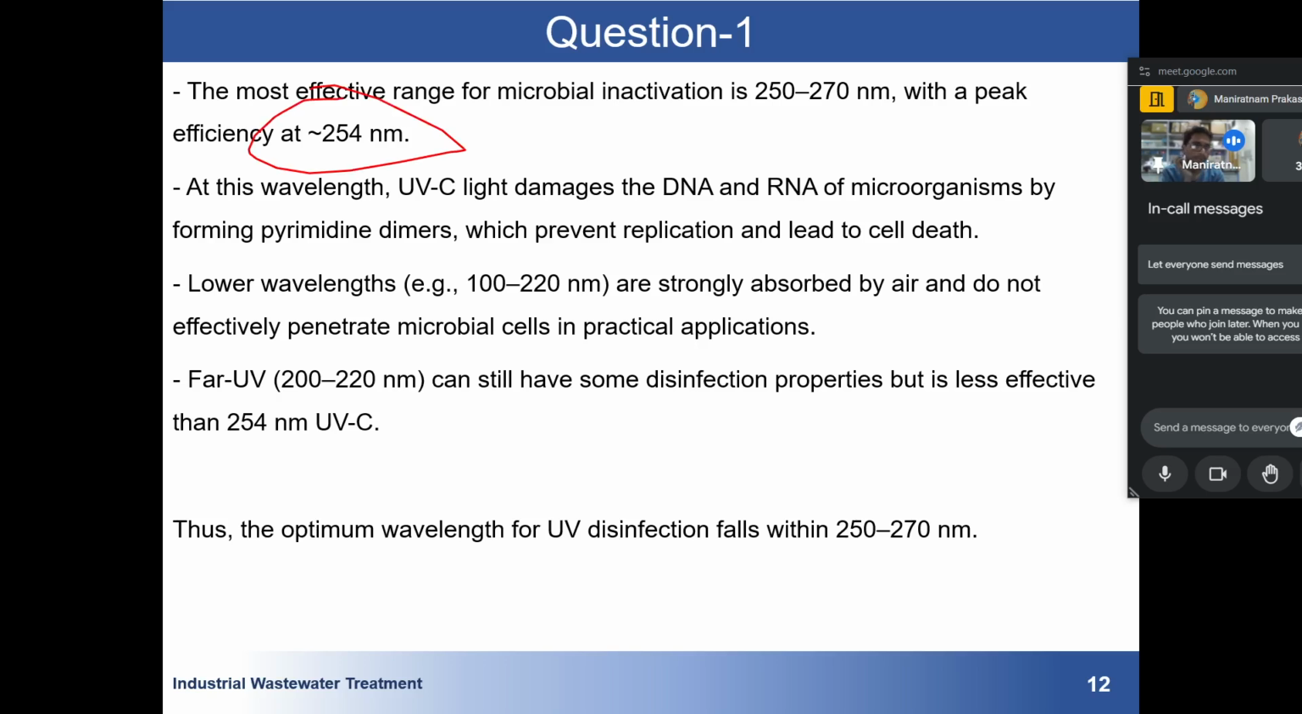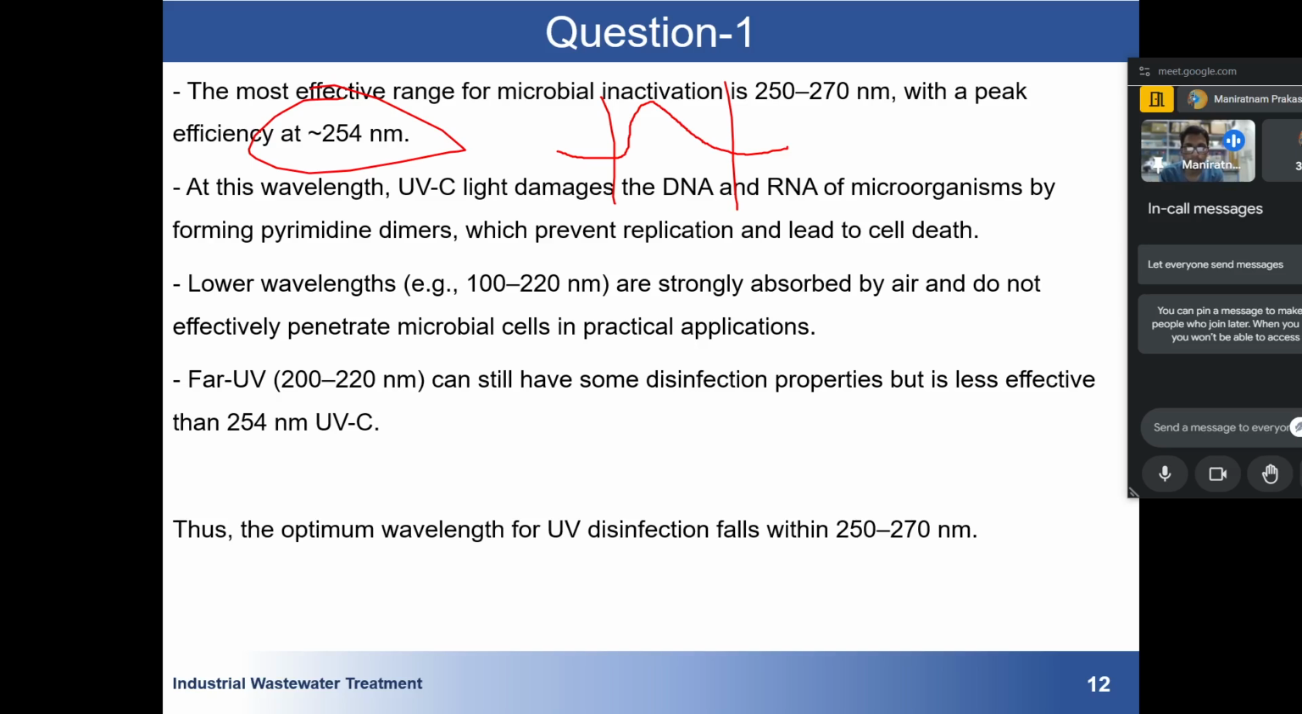So there will be a scanning, and it will be moving like this. At 250 it will start increasing, then it will be maximum at 254, and then we will have a drop up to 274. So between these values there is a peak value. We will say that in this particular range there will be killing of microbes at this wavelength.